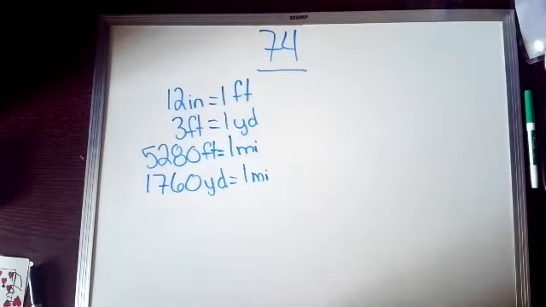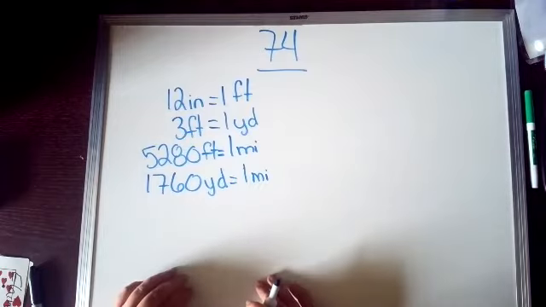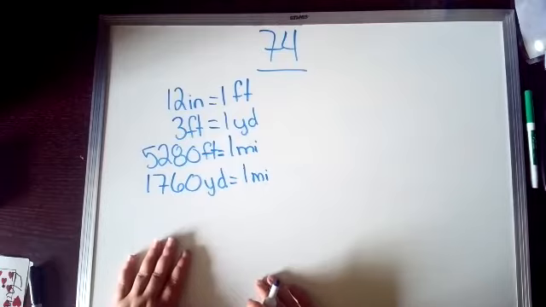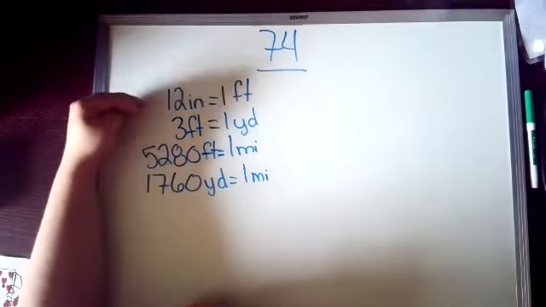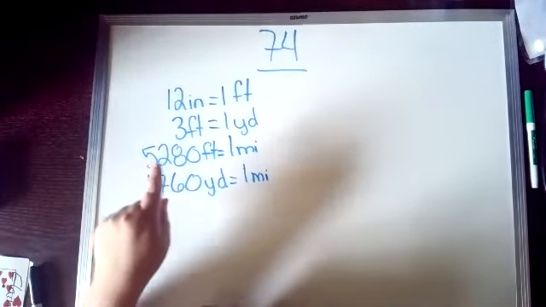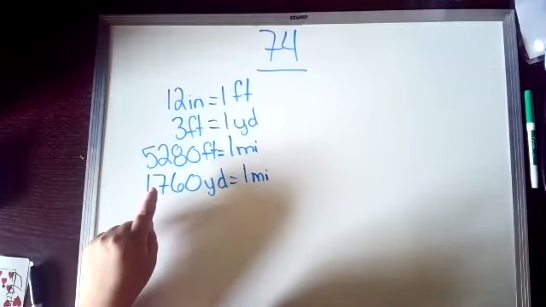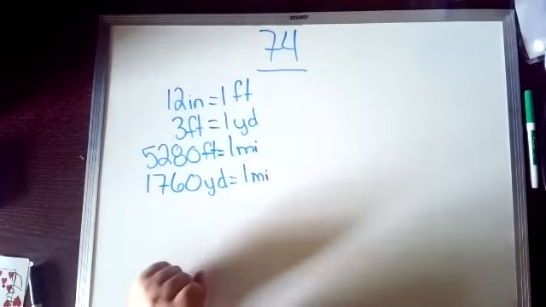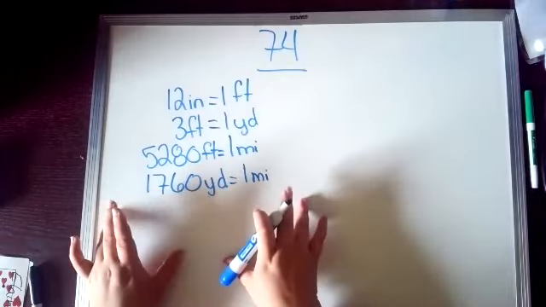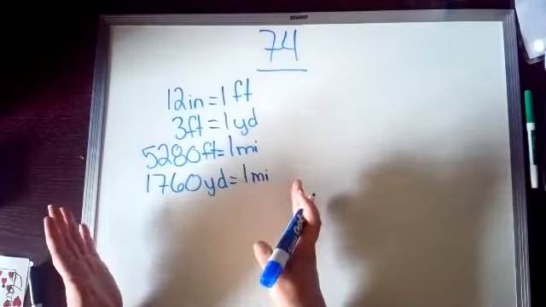So this is a little chart you get in your textbook. The chart in your textbook is much more detailed than the one I'm showing you. I'm only showing you the ones that we haven't looked at previously. So these ones are 12 inches in 1 foot, 3 feet in 1 yard, 5,280 feet in 1 mile, and 1,760 yards in 1 mile. So these are the ones we haven't worked with yet. So I'm going to do some examples using them.